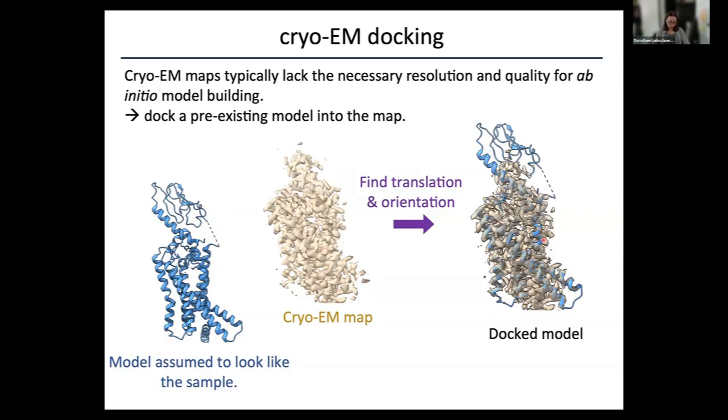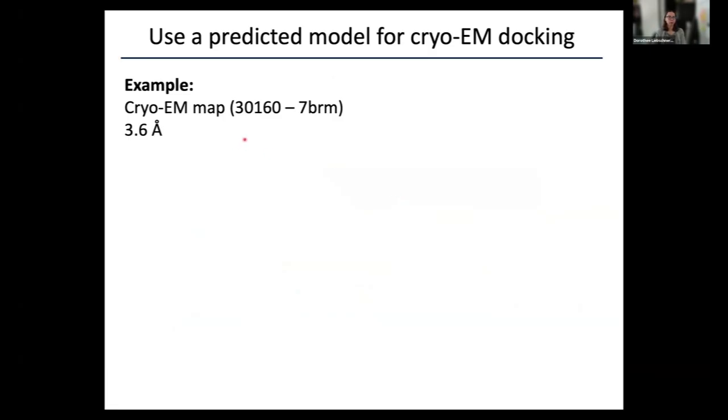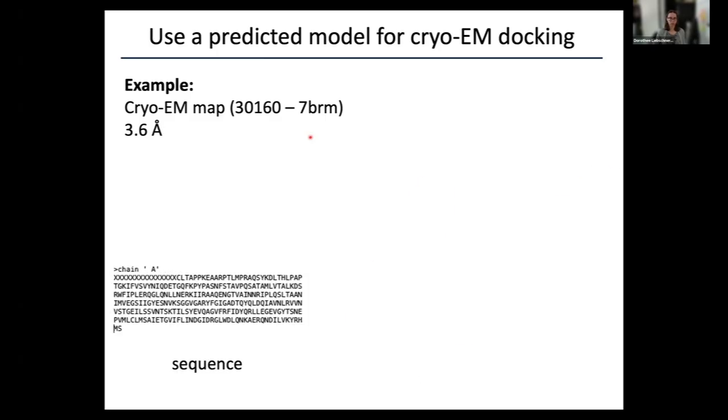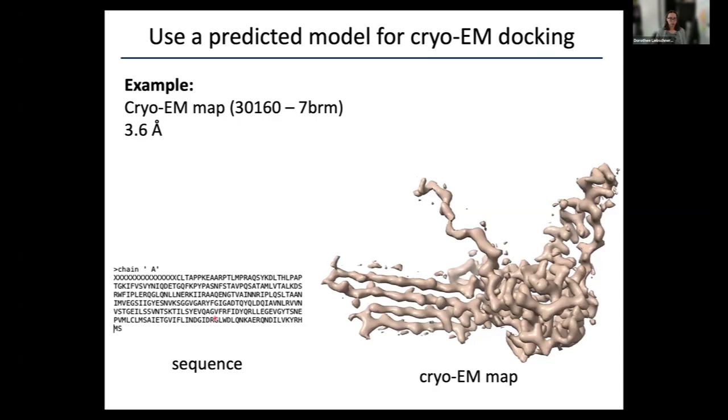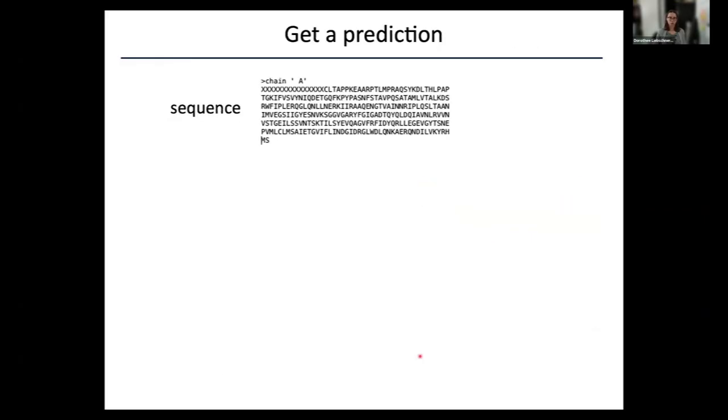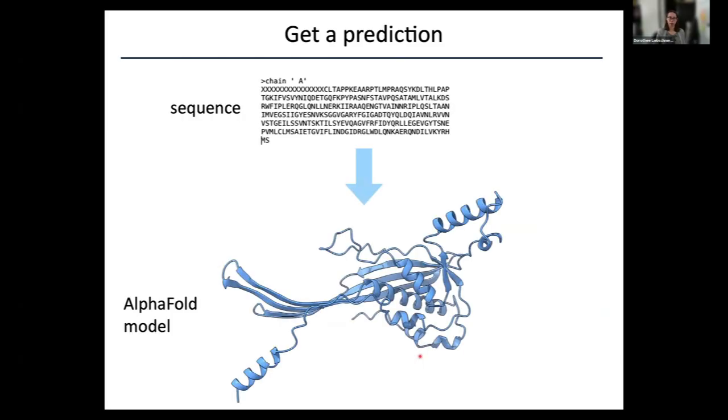So let's just walk through one example. Here we have model 7BRM. That's one of the models in our tutorial data that we ship with the Phenix software. The map has a resolution of 3.6 angstrom. And let's say we want to solve the structure, so we don't have the model just yet. We just have a map and the sequence. Here's the sequence of this compound, and here is the cryo-EM map. So the first thing to do: we have our sequence, put it into AlphaFold and get a model.